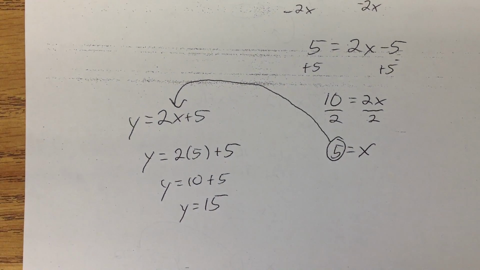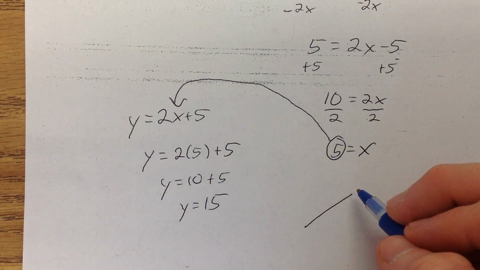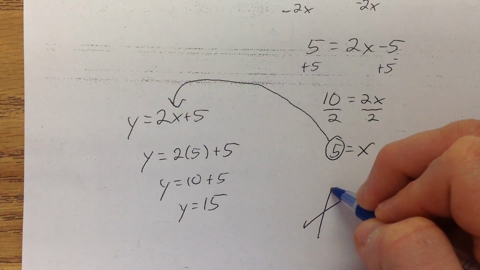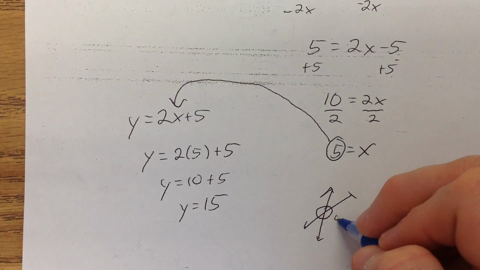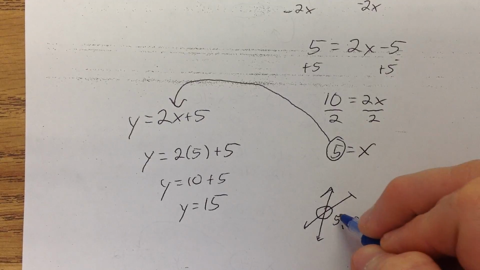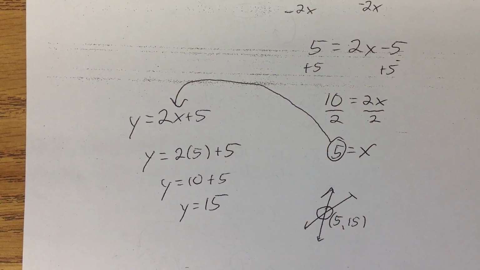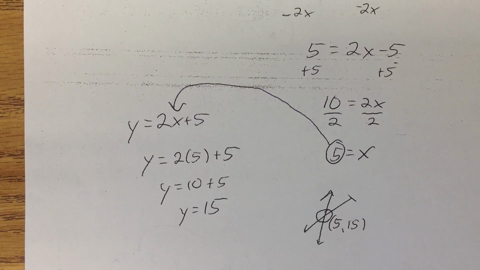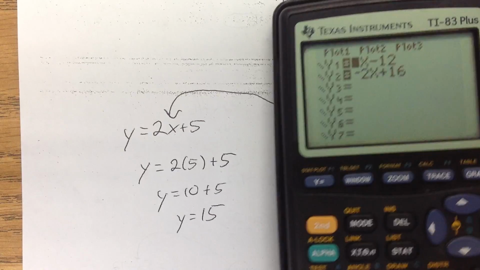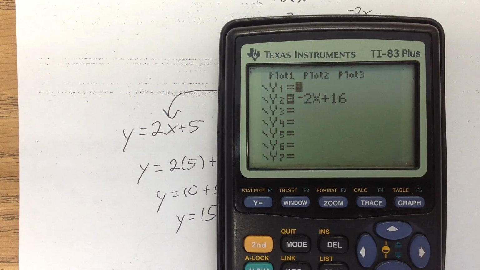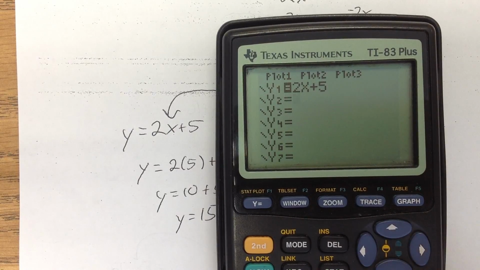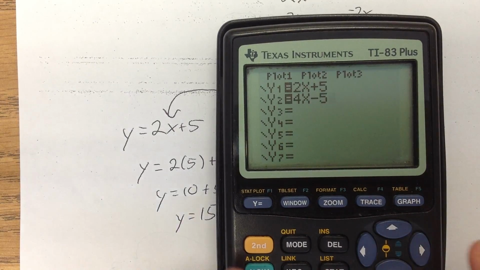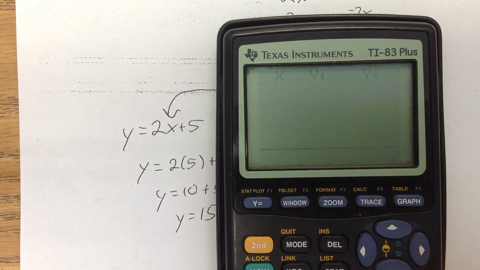So again, what we just found is if these two lines were to intersect, they would intersect at the point 5, 15. That's what this is all about. It's finding where those two lines intersect. And then again, we could check this one the same way we've checked all the other ones. We could bring up our calculator, type in the first equation, 2x plus 5. Type in the second equation, 4x minus 5. Bring up the table, so second graph.